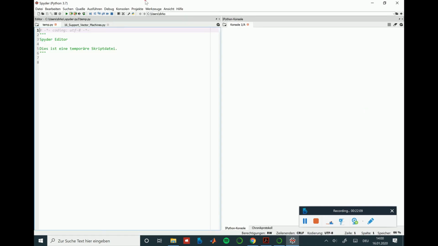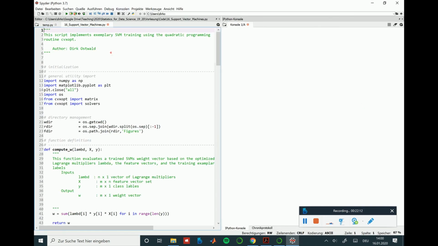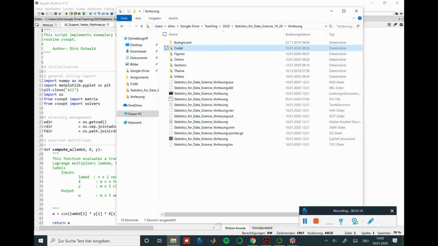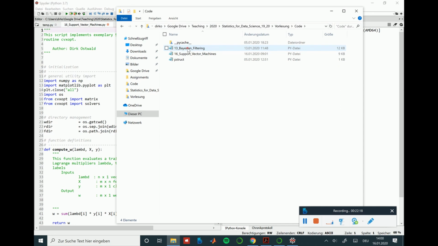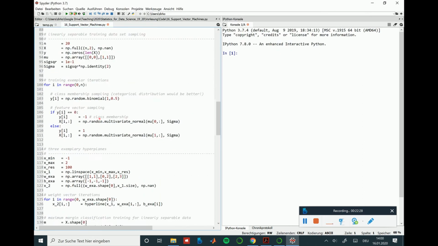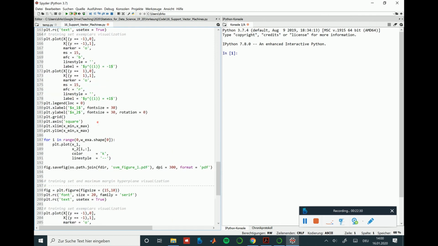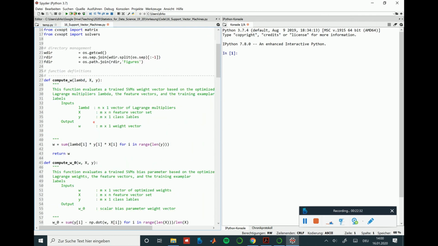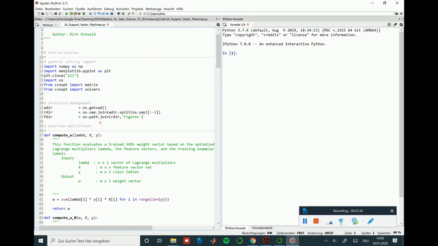And I just want to show you that there is a script in this folder that is called code. So there is Bayesian filtering now from statistics and support vector machines from this. There is a lot of code that does this. What it doesn't do is test the performance. So if you need a starting point for coding this up, this would be a starting point.